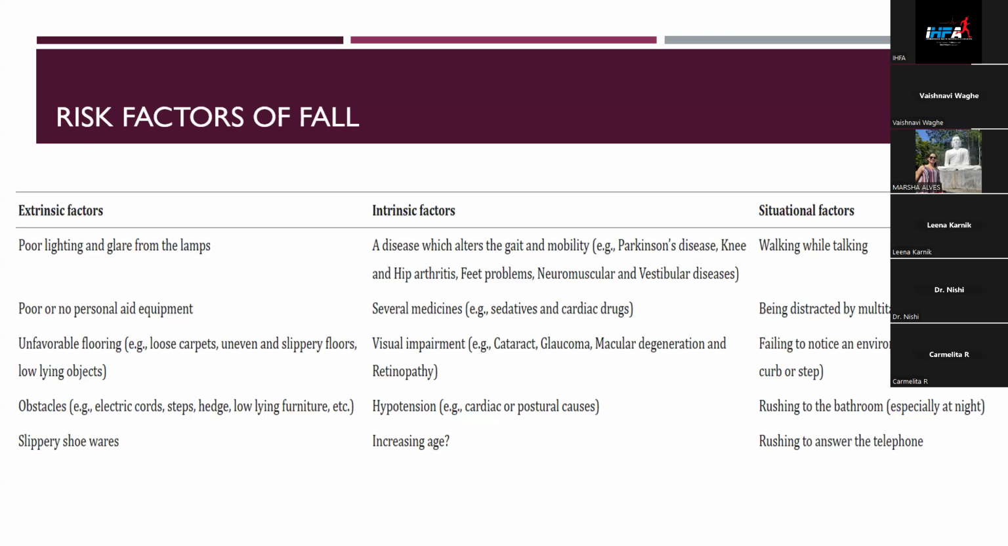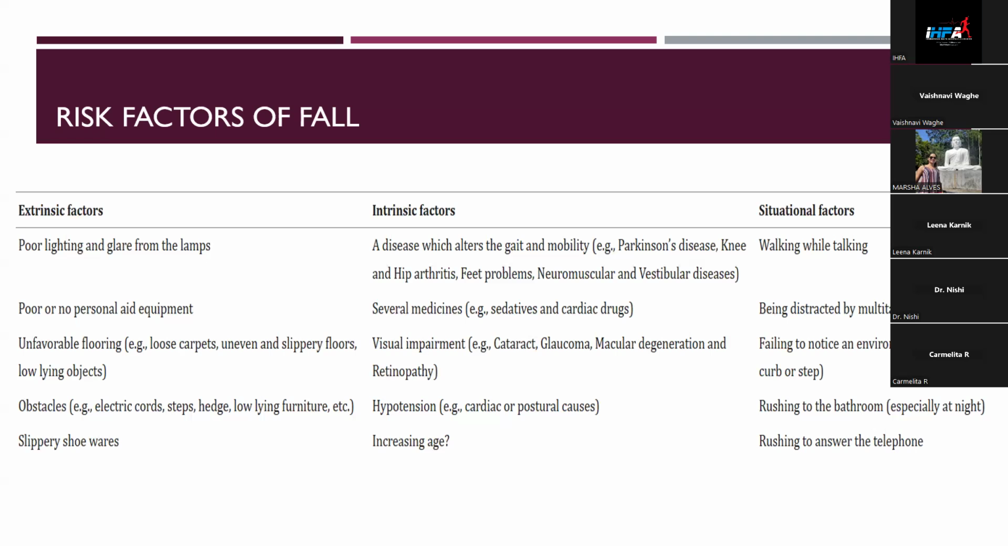Next is the situational factor. Situational factors means in whichever situation you are, you are doing something and suddenly you have a fall, like walking and talking. So it's a dual task. Always remember, dual tasking or multitasking gets very difficult with aging because their cognitive power and overall functional activity are reduced. So whenever you train old age people, always make sure that you do dual tasking and multitasking activities.